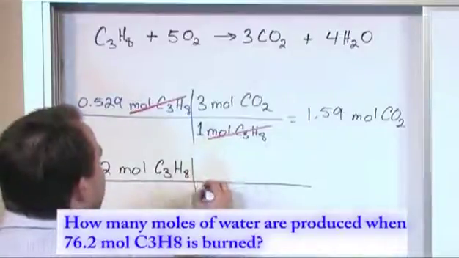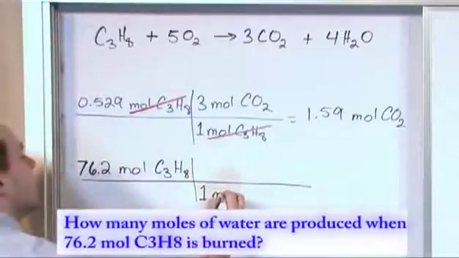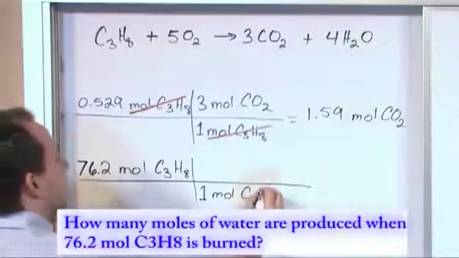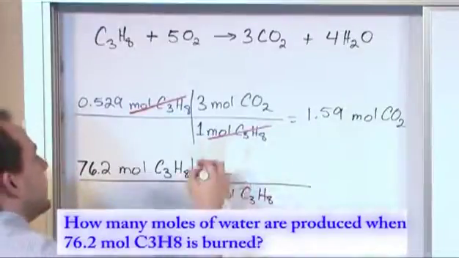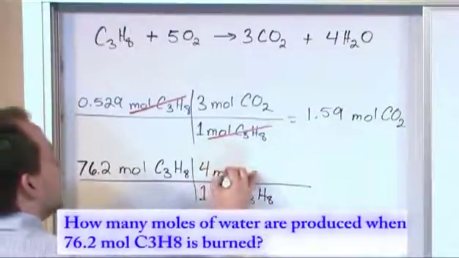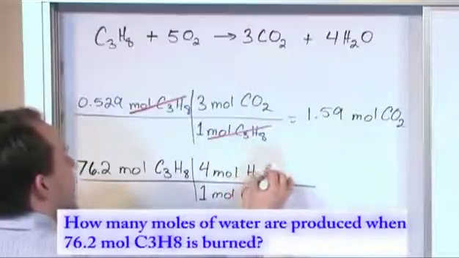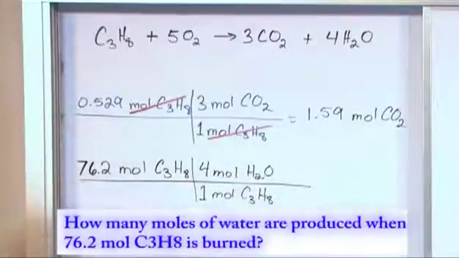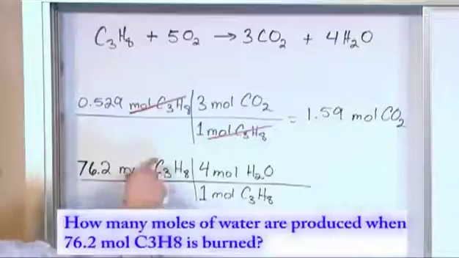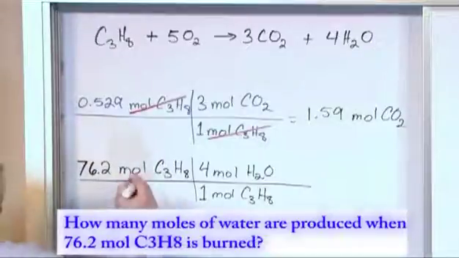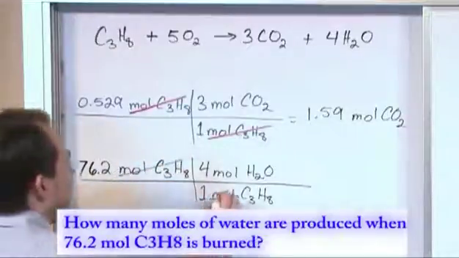So we'll write down 1 mole of C3H8 for every 4 moles of H2O. And this is why it's so very, very important to write down what you're talking about. In this case, it's moles of C3H8 because this one is going to cancel with this one.